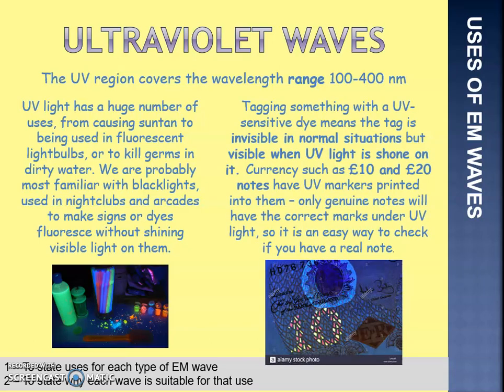We can tag something with that sort of UV sensitive dye to mean it's invisible in normal situations, but visible when UV light is shone on it. So our banknotes, like 10 and 20 pound notes, have UV markers printed into them, and it's only genuine notes which will have these correct marks under UV light. So it's a very easy way to check if the note you've got is real or if it's counterfeit.